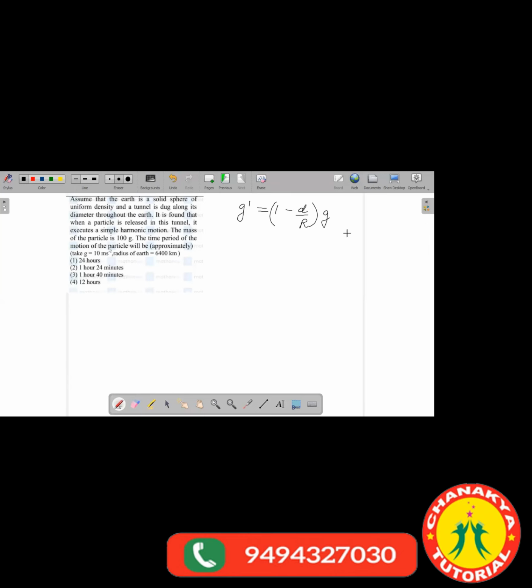Yes, which formula is to be used for the time period? Anyone, any ideas? Okay, in SHM, how do we go about finding the time period?